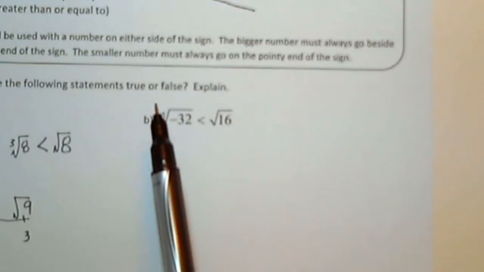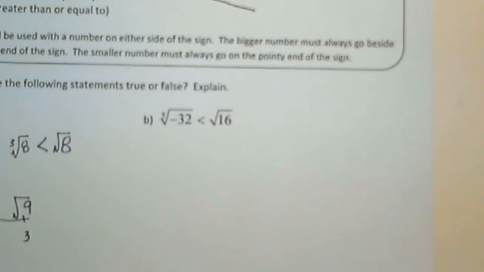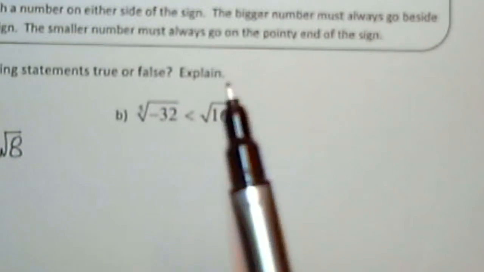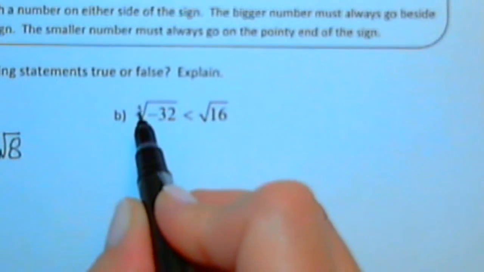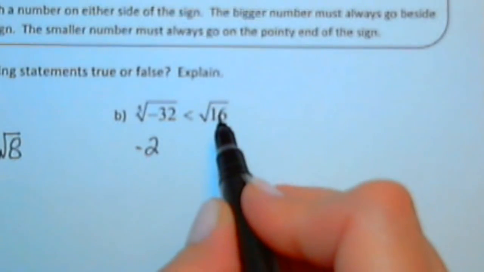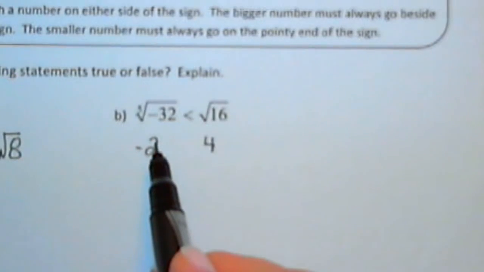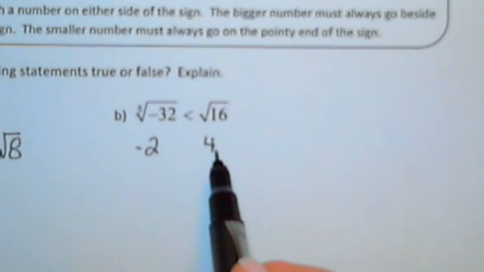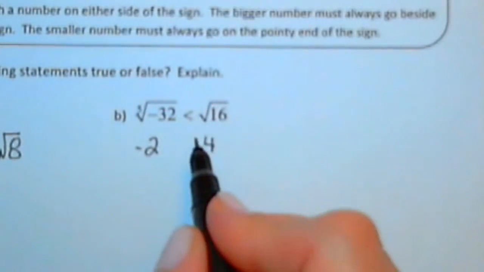This one here, the 5th root of negative 32. A little bit hard to see. The 5th root of negative 32 is on my list. 5th root of 32 is 2 with a negative, and the square root of 16 is 4. Is this guy smaller or bigger than him? Is he colder or warmer? Well, he is definitely colder than 4 degrees.